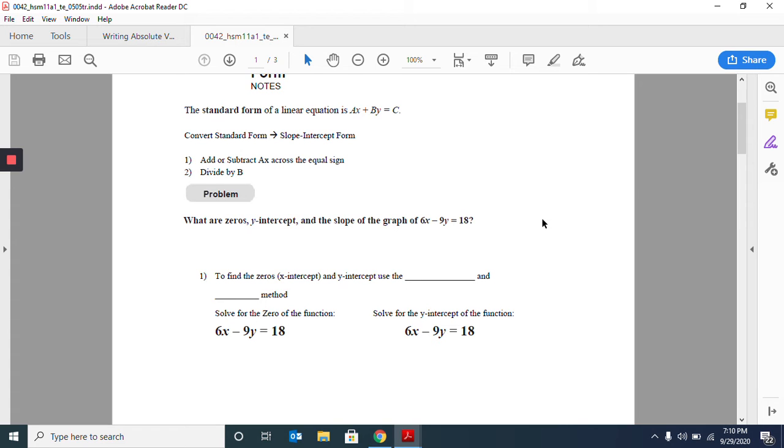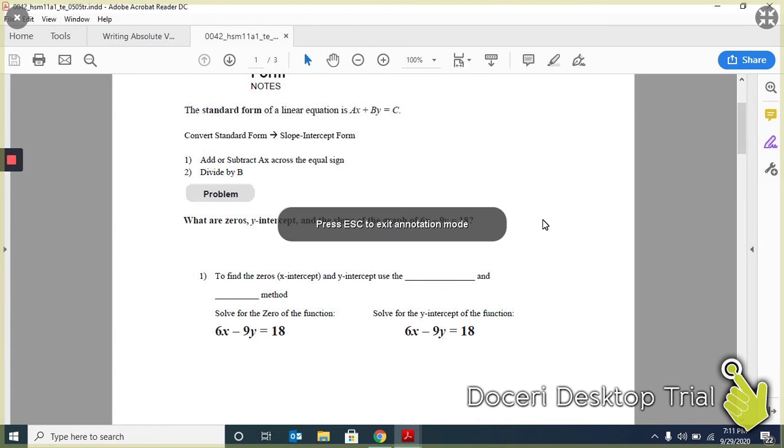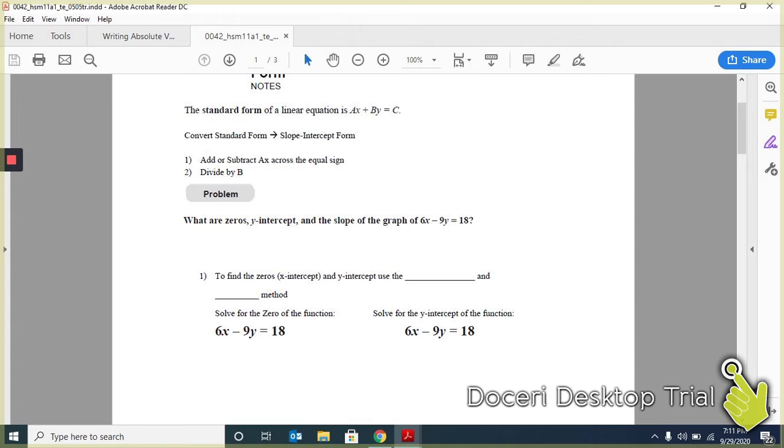All right, folks. So today we're going to be looking at changing what we call a standard form into slope-intercept form. Now, slope-intercept form is what we did in the prior lesson. So here's what we're talking about. I want to be able to take the standard form, learn it well, and convert it into y equals mx plus b.